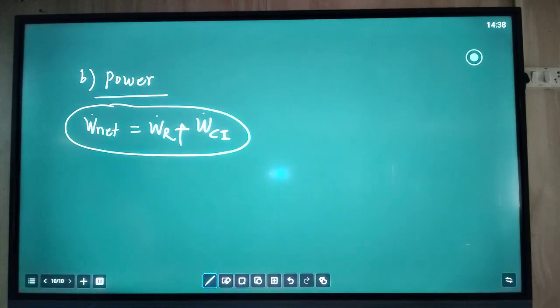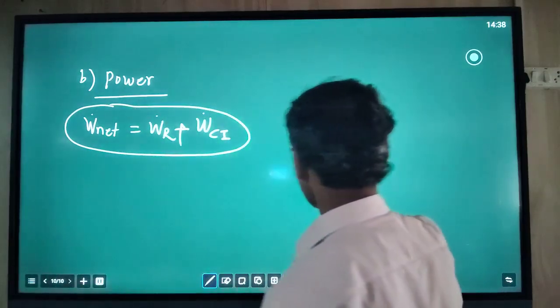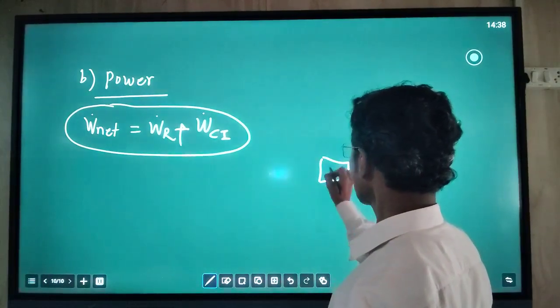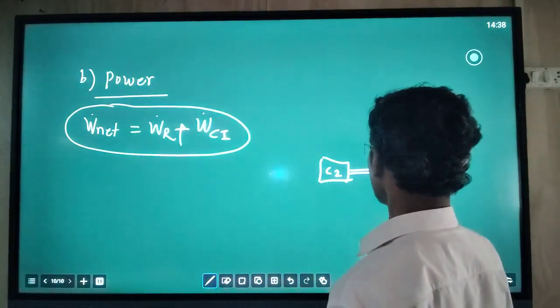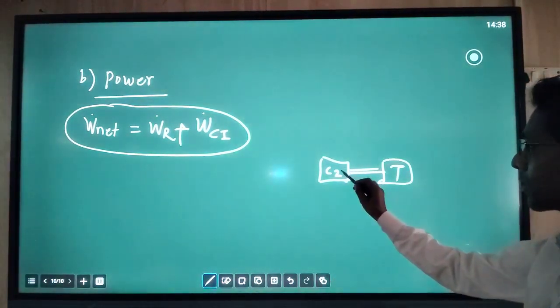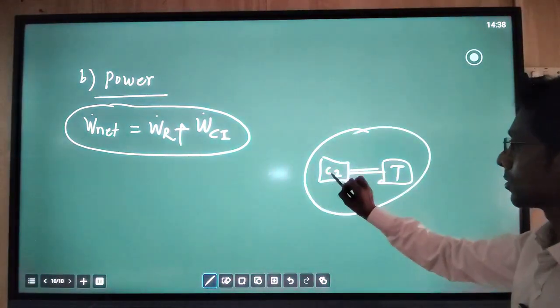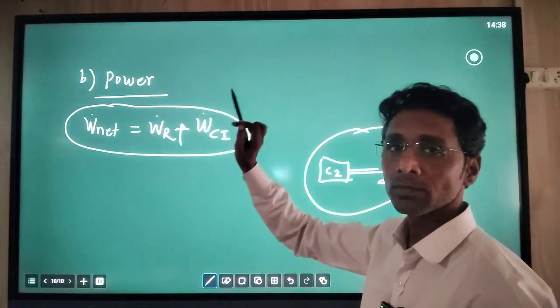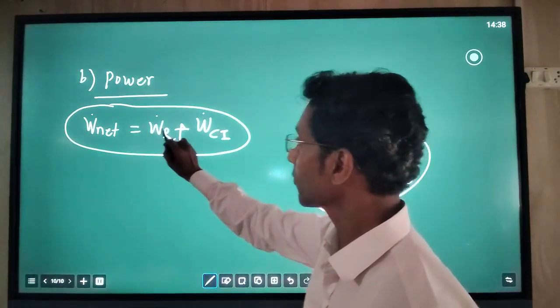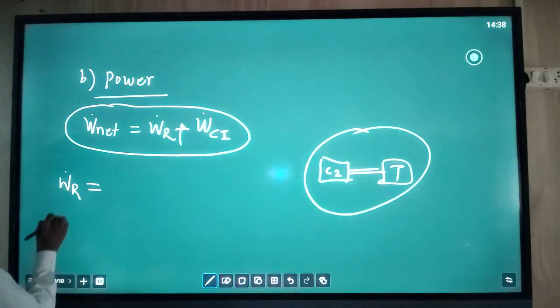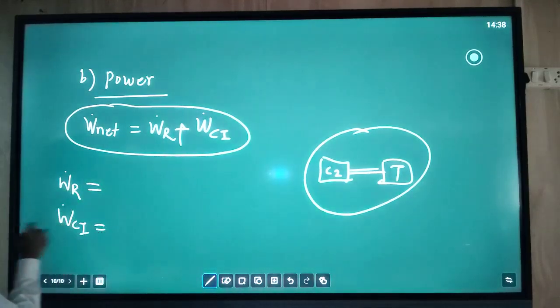Now why not the second compressor work? Because the second compressor is connected to the turbine. This second compressor is driven by the power of the turbine. So turbine power is utilized to drive compressor 2. That is why the power of compressor 2 is not taken into consideration in the calculation of net power. So here we have to find W dot R, meaning for RAM, and W dot C1, meaning for compressor 1.